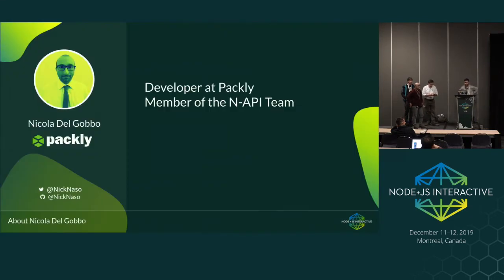Hi, everybody. Thank you for being here. My name is Nicola del Gobbo. I work as a developer at Pacri, a small company in the south of Italy. For the most part of the time, I take care of implementing backend systems. And to do that, I use a lot of Node.js, JavaScript, and sometimes C or C++.